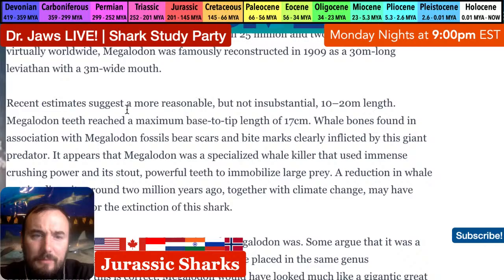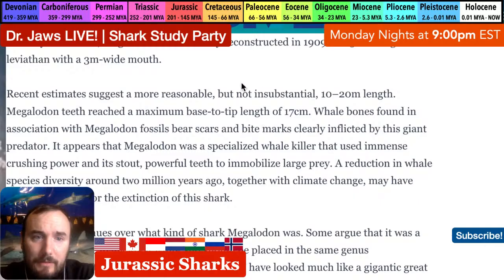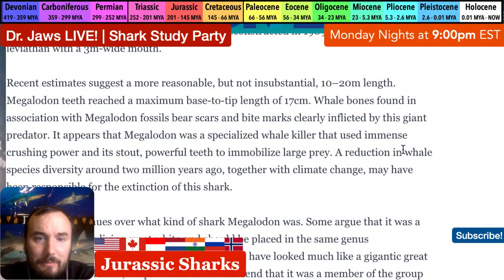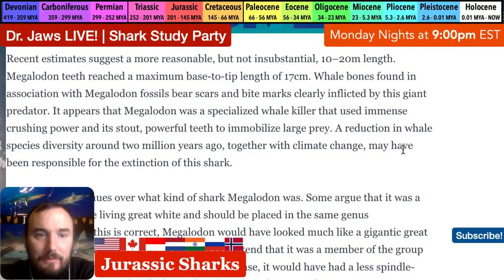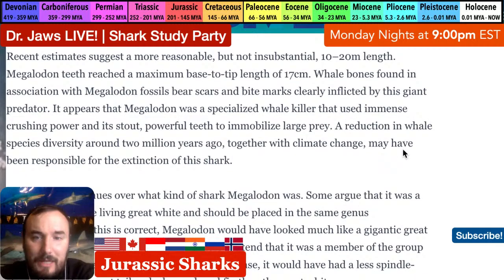Recent estimates suggest a more reasonable but not unsubstantial 10 to 20 meters in length, which is still humongous. Megalodon teeth reach a maximum base to tip length of 17 centimeters. Whale bones found in association with megalodon fossils bear scars and bite marks clearly inflicted by this giant predator. It appears that Megalodon was a specialized whale killer that used immense crushing power in its stout, powerful teeth to immobilize large prey. A reduction in whale species diversity around 2 million years ago, together with climate change, may have been responsible for the extinction of this shark.